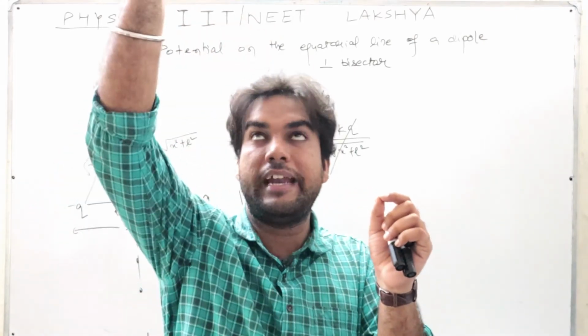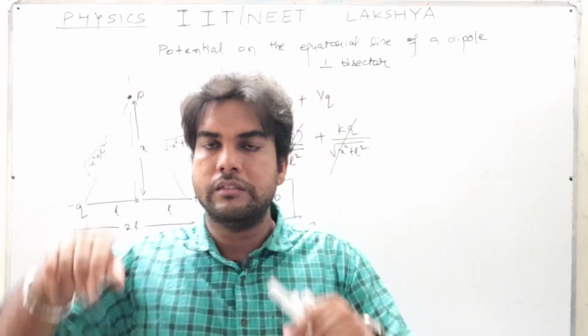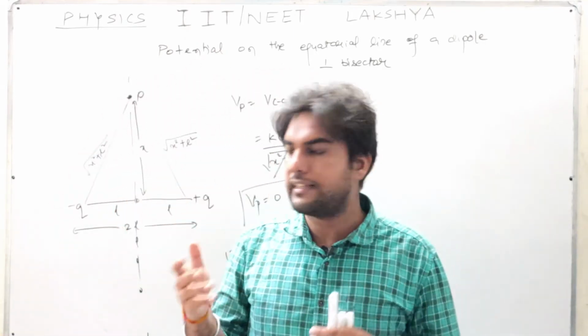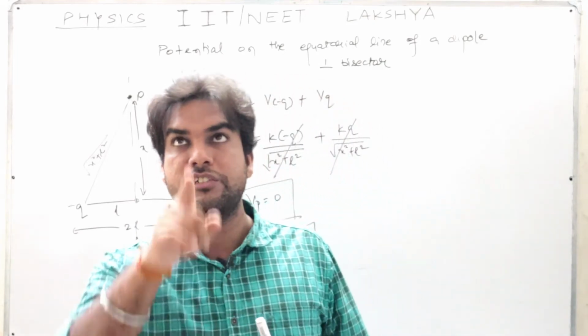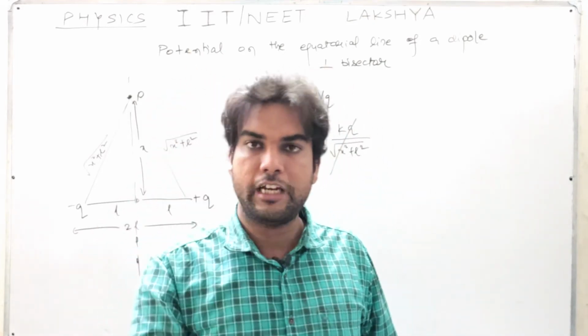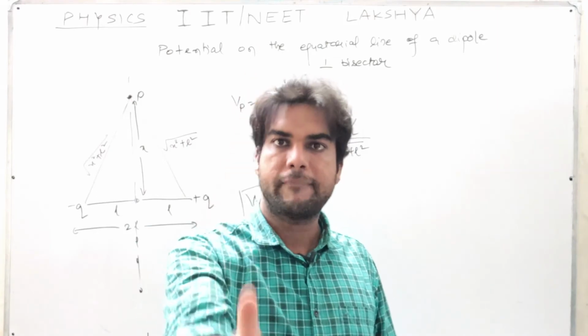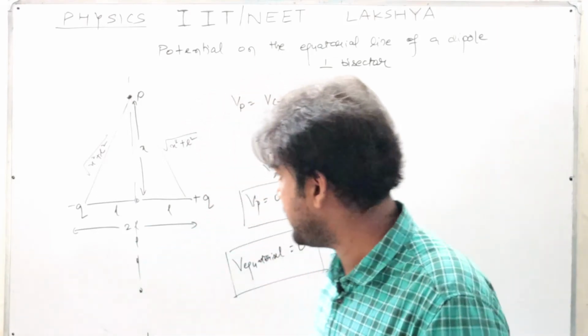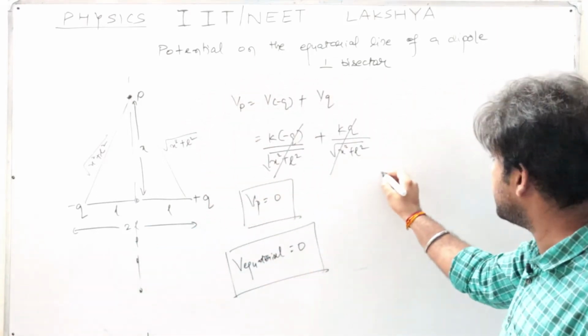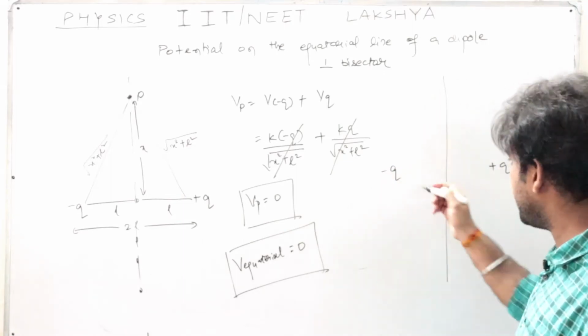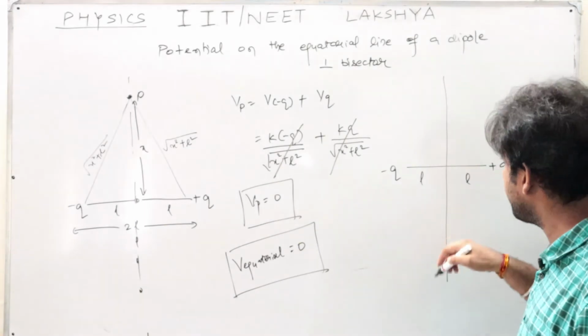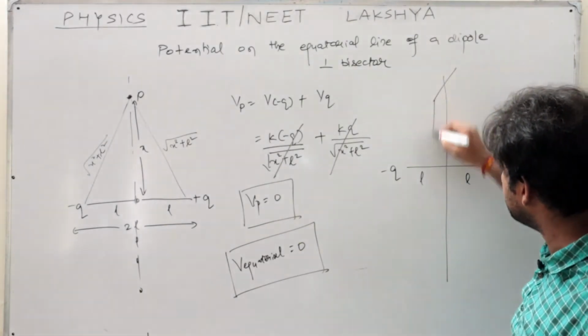Similarly, if you take any point on this line, the net potential will become what? 0. It will get cancelled because of minus q and because of plus q. In fact, not only on this line, suppose you form a plane like this. Observe carefully, what I am talking about is this concept: minus q, plus q. This is the equatorial line, this is distance L. Suppose you take a plane on this like this.